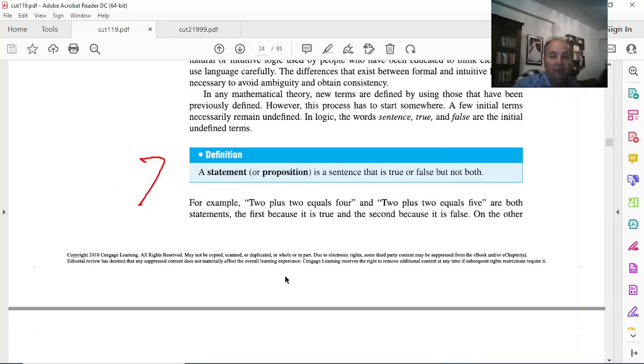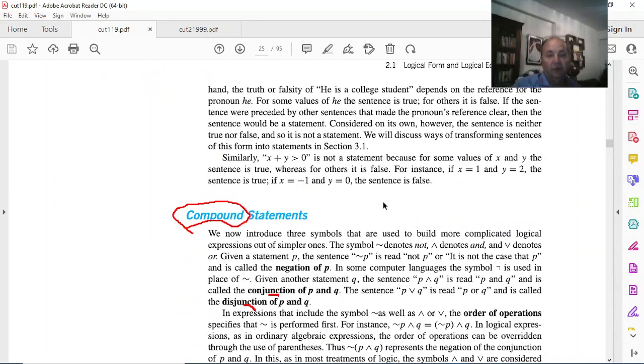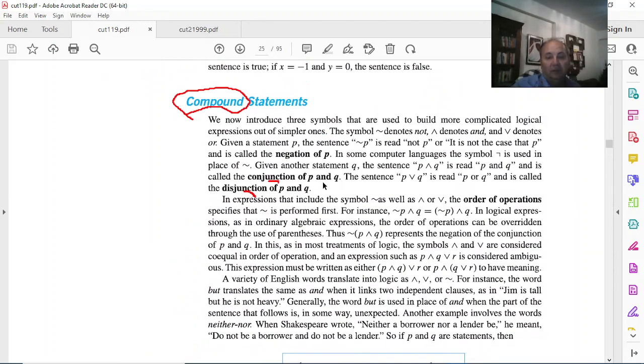What does a statement or proposition mean? In a philosophical way, it is a sentence that is true or false, but not both. It should be either one of these, true or false. A compound statement is a conjunction with "and," P and Q, or a disjunction, P or Q. And these are the symbols: this is "and," this is "or." This is the complement or negation, "not." For the order of operations, first we have to apply the negation and then "and" and "or," okay?